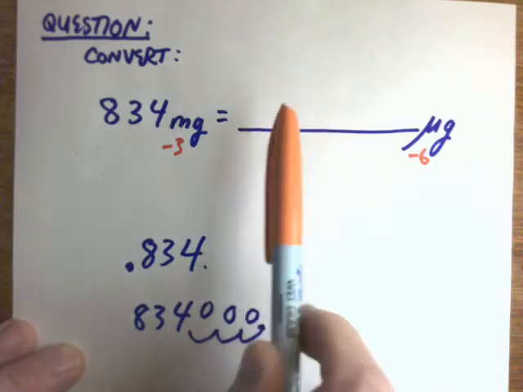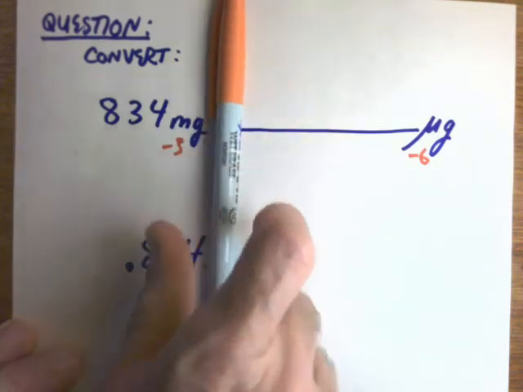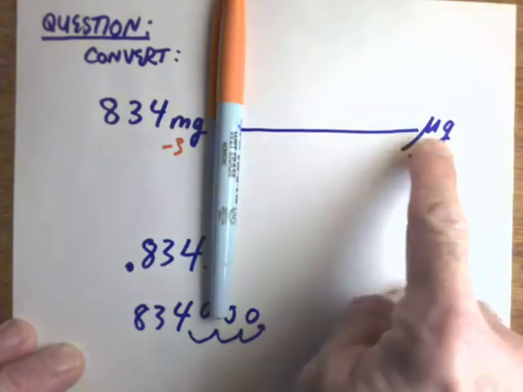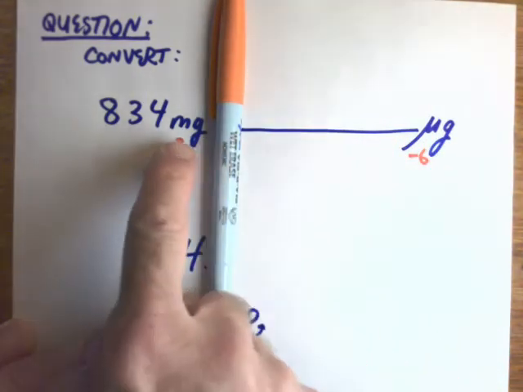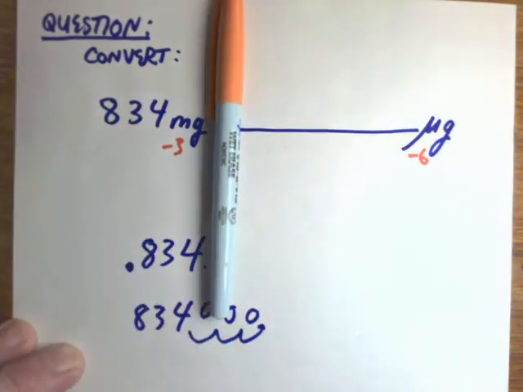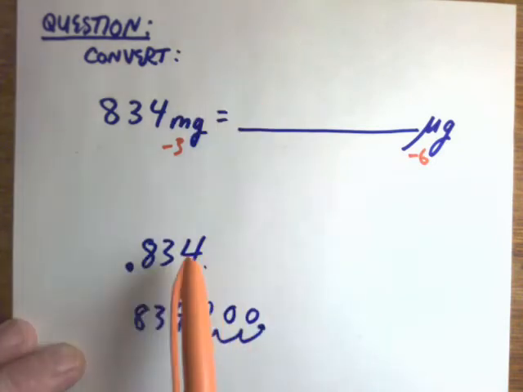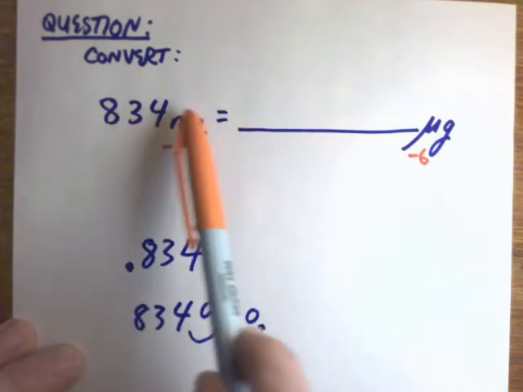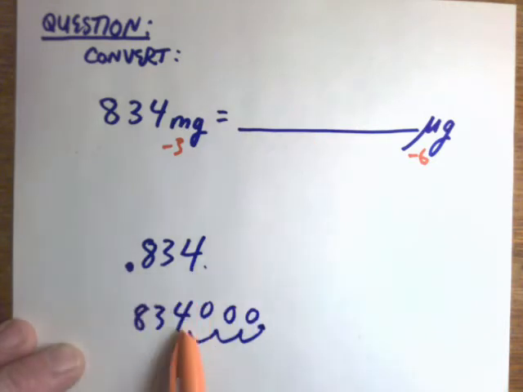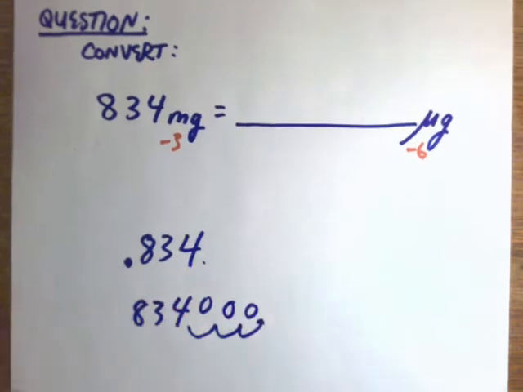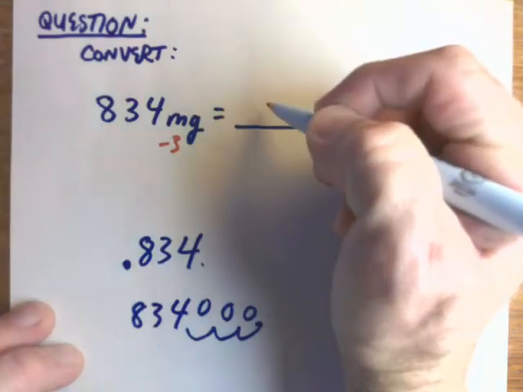Because if it is, when we finish the problem, we'll be able to say the smaller unit is going to have the larger of the two numbers, and the larger unit is going to have the smaller of the two numbers. So of these two choices, I want a larger number. I want a number that's bigger than 834. Which of these is bigger than 834? Obviously this one.